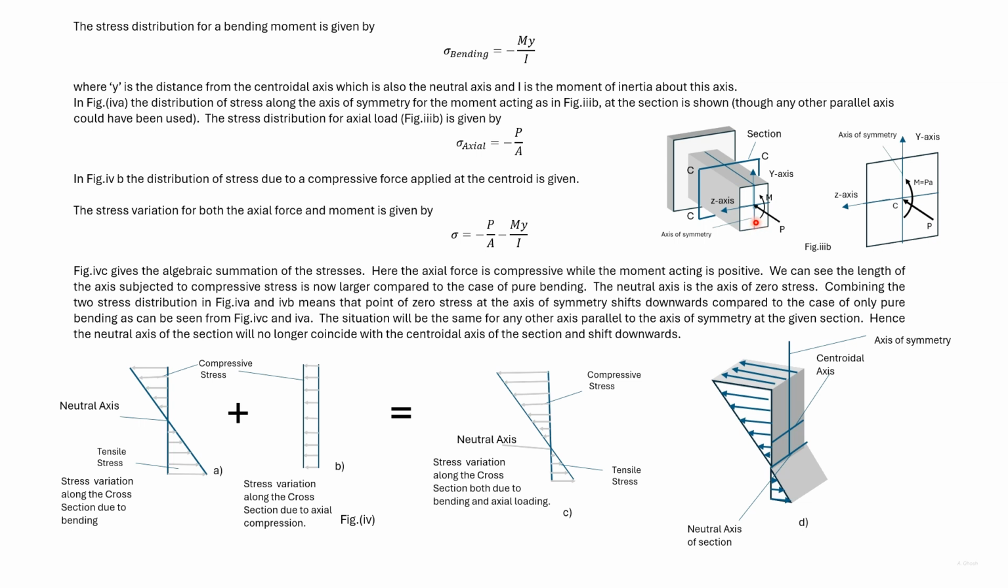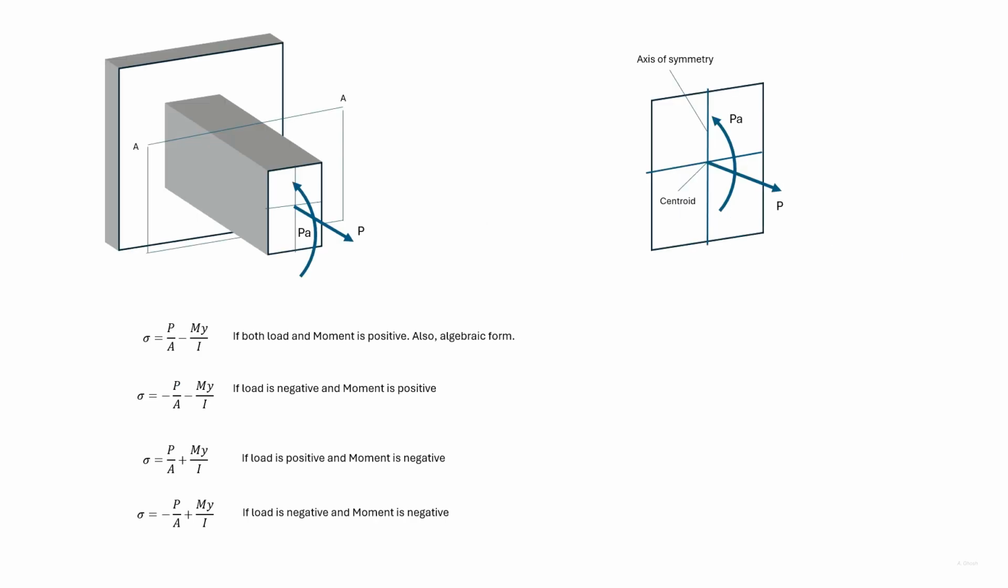In case the direction of the moment was the same and P, instead of being a compressive axial load, was a tensile axial load, then we can imagine that the neutral axis would have moved upward instead of downward compared to the centroidal axis. In the earlier slide, we considered a compressive axial load acting on the centroid. Here we have a tensile load acting on the centroid. In the earlier slide, the moment was positive. Here also the moment is positive.